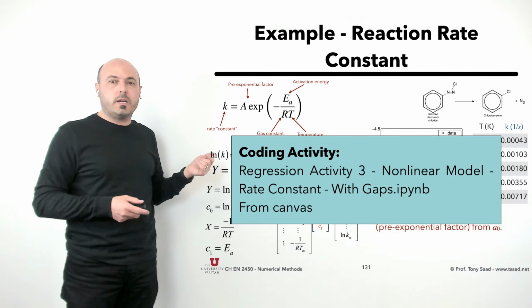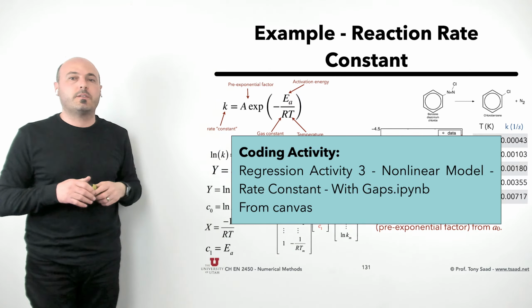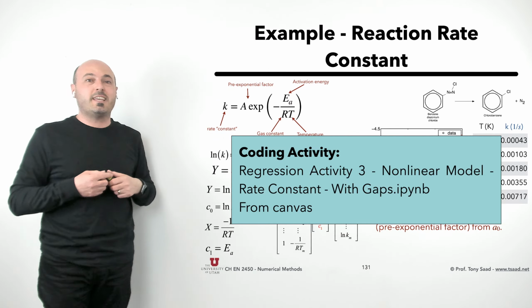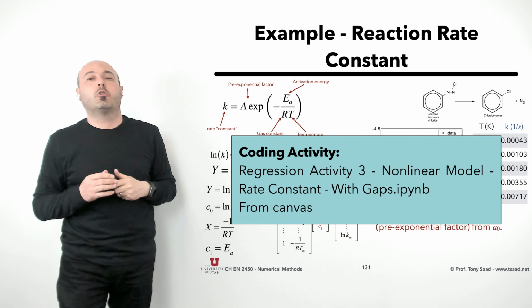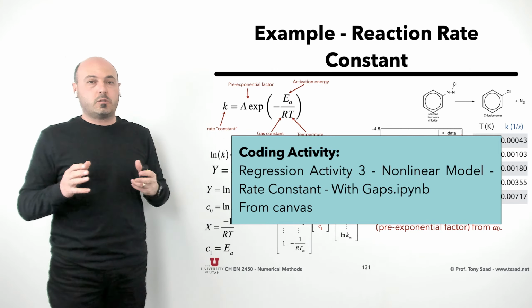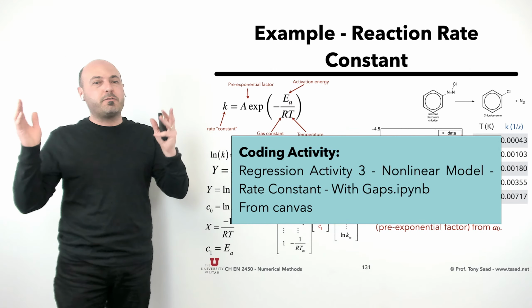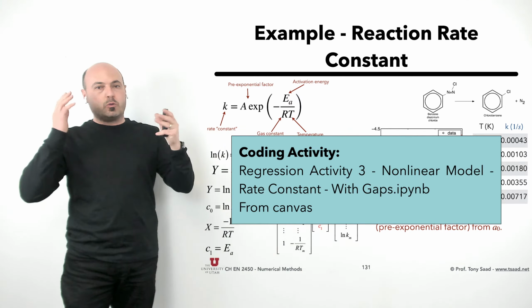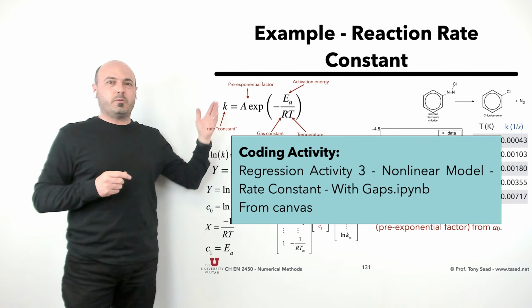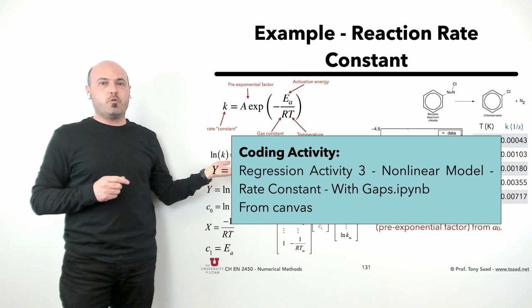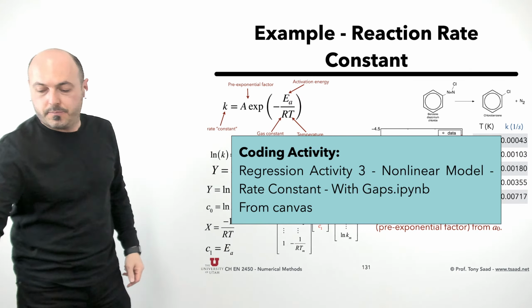Regression activity 3, go ahead and download the regression activity 3 nonlinear model rate constant with gaps. Okay, there's no data to import here. It's all inside the notebook. We'll go ahead and do this together. You might have to refer to the slides to wrap your head around what's going on, because we're going to go back and forth between the original model and the new model, the logarithm. All right?